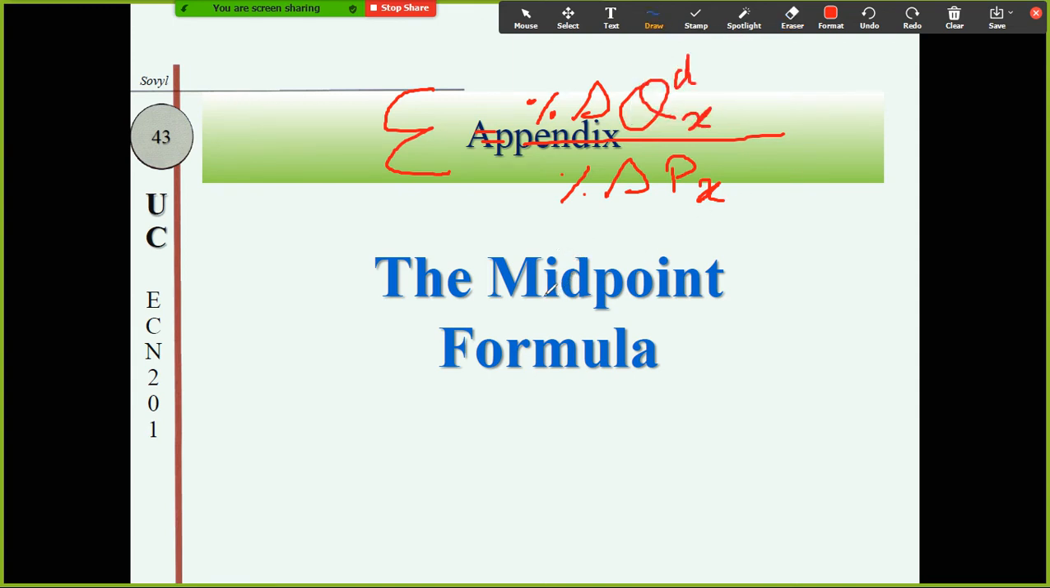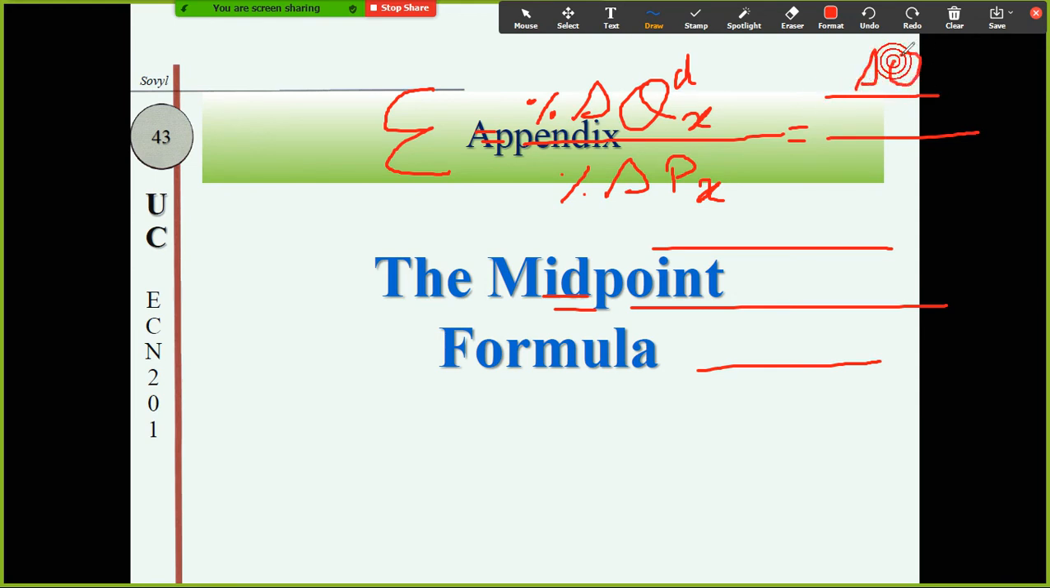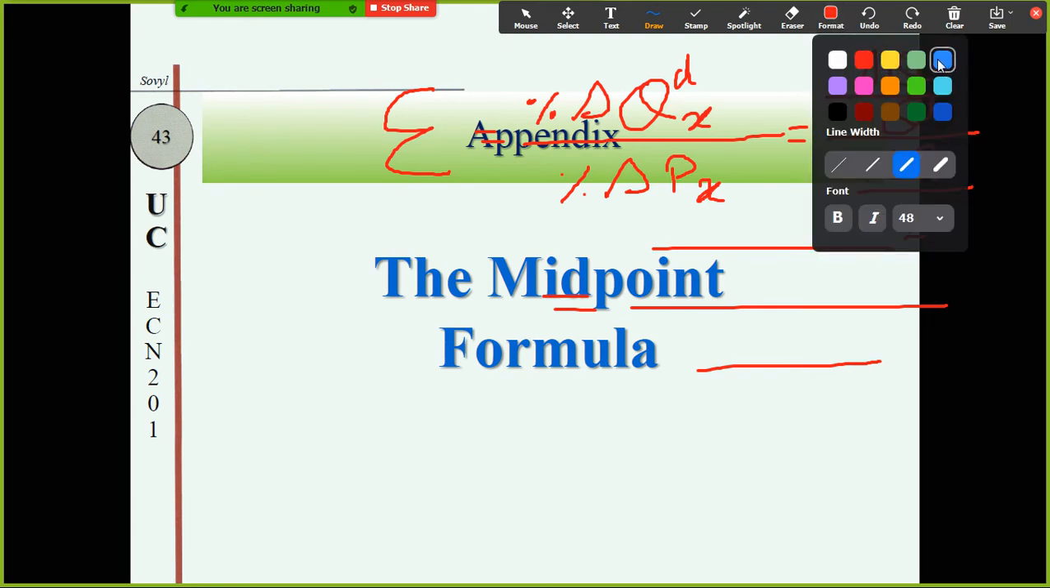So it should be equal to the percentage change in QD divided by the percentage change in PX, divided by, this is also X but not the same, P. This is the percentage change of Q, and this is the percentage change of price. So I use the other color.